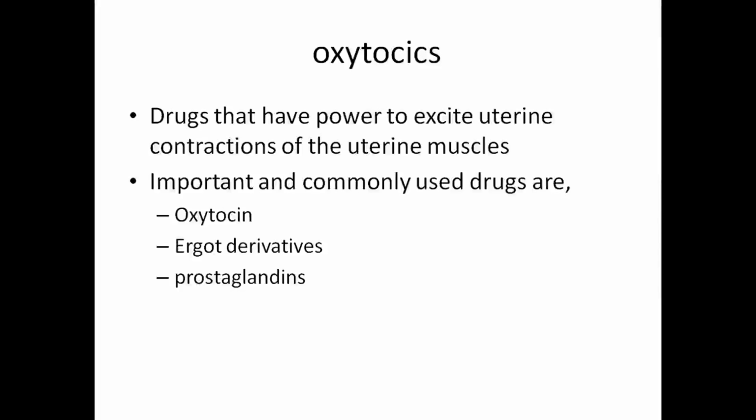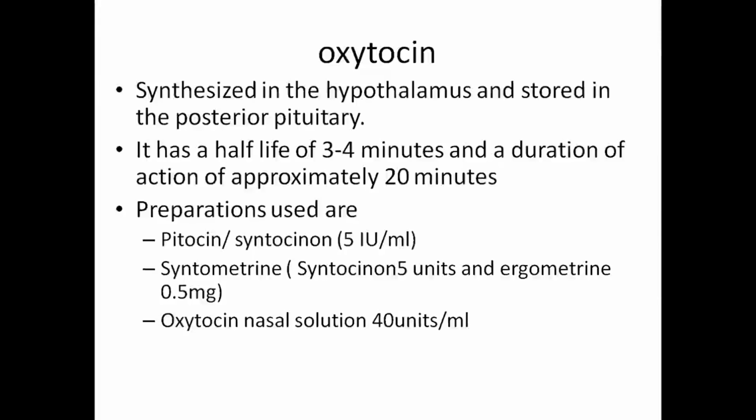The first drugs are oxytocics, the drugs that have power to excite uterine contractions of the uterine muscles. The important and commonly used drugs are oxytocin, ergot derivatives, and prostaglandins.